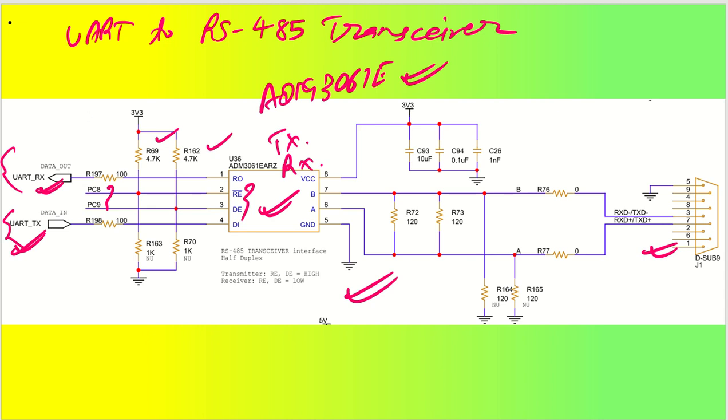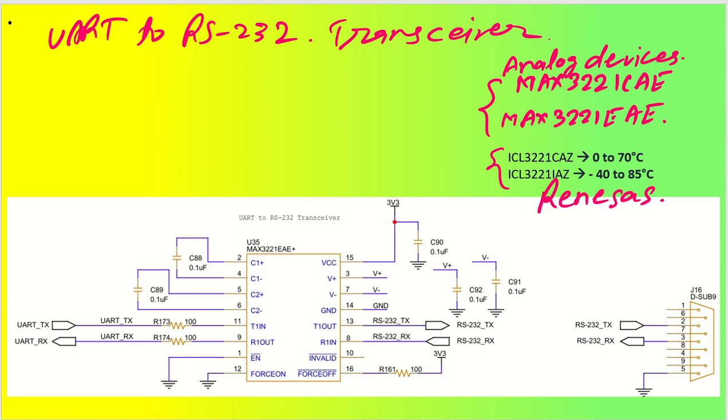Let us say RS232. RS232 communication is also used very prominently. One of the devices that I have used is from Analog Devices. These are the two part numbers that you can utilize, MAX3221CAE and EAE.